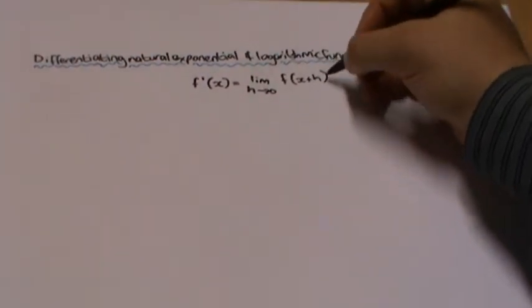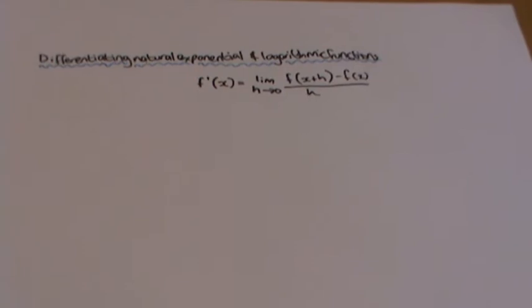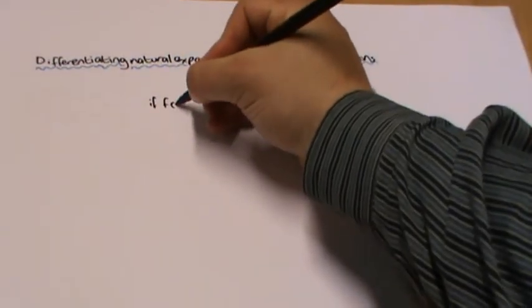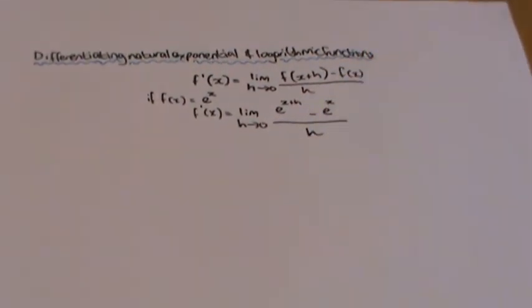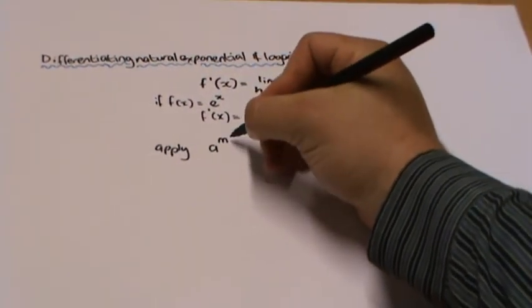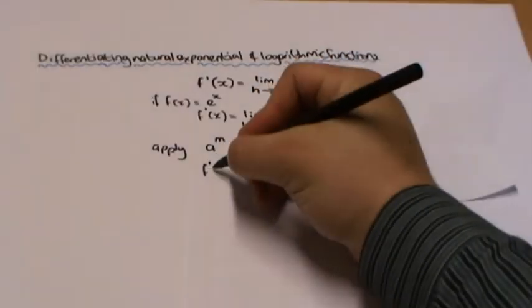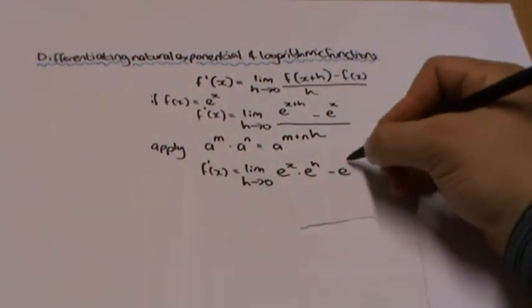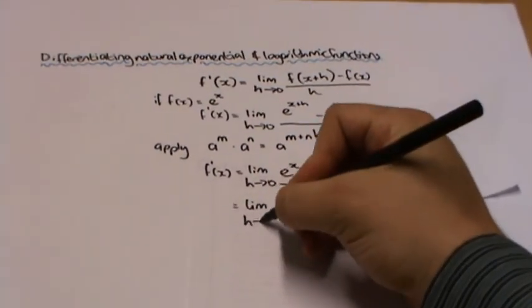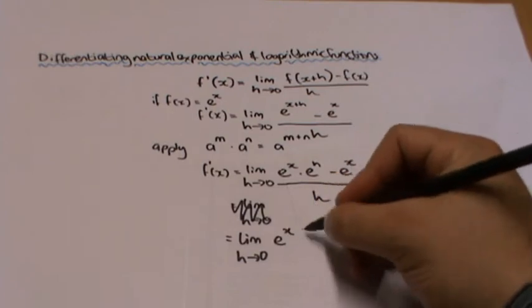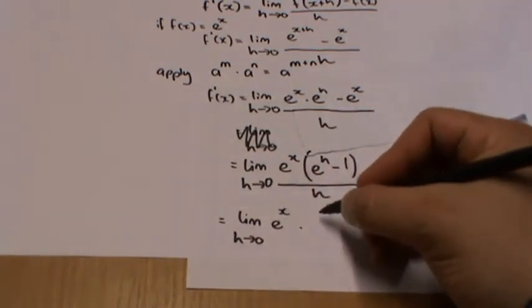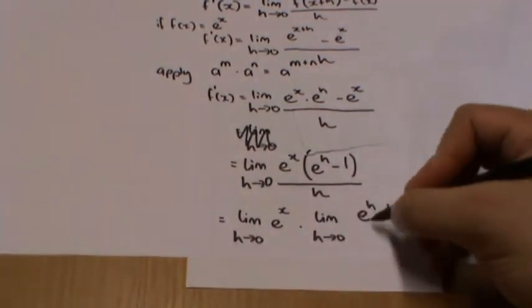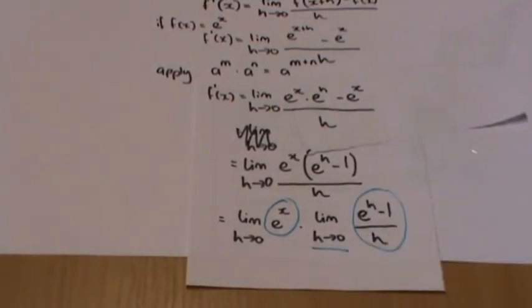So this is the equation for looking at the first derivative of a function f(x). We're going to set f(x) as e to the power x and put that into this equation here. We're going to apply the rule that a to the power m times a to the power n is a to the power m plus n, and we're going to expand it out like this. We're going to pull e to the x out of the brackets and evaluate it separately like this. Since there's no h component in e to the x, as h approaches 0 it has no effect.